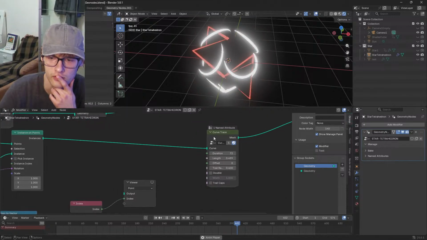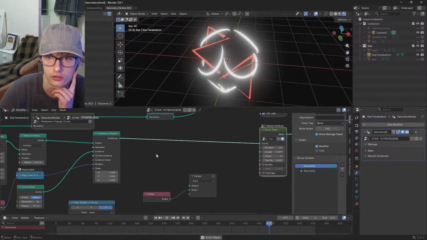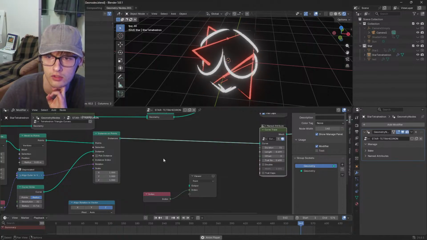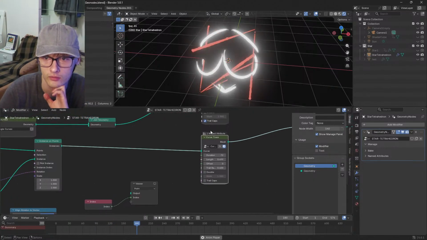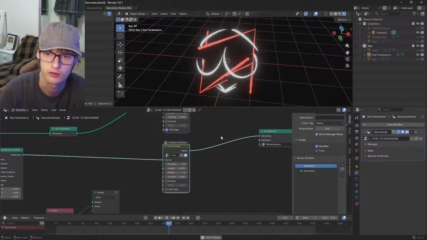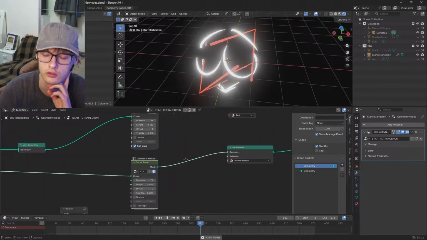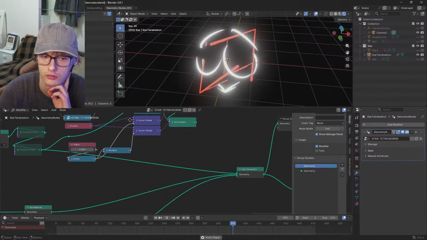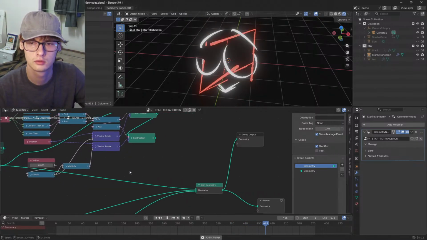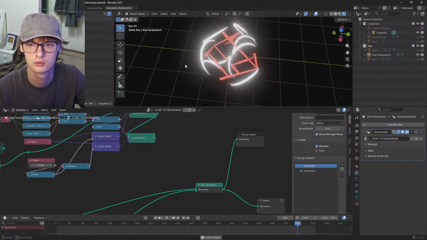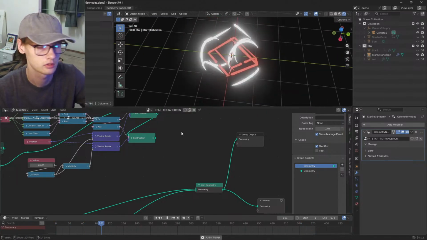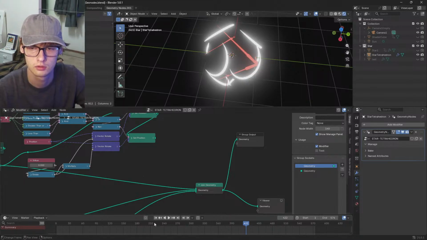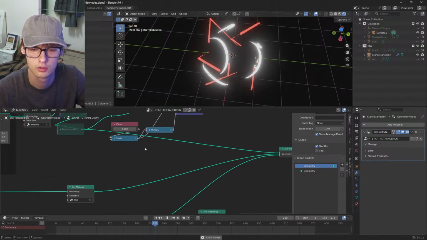I could also instance spheres on the tips, and they could be bouncing or lighting up every time the trail pings it or something. Interesting. Yeah.